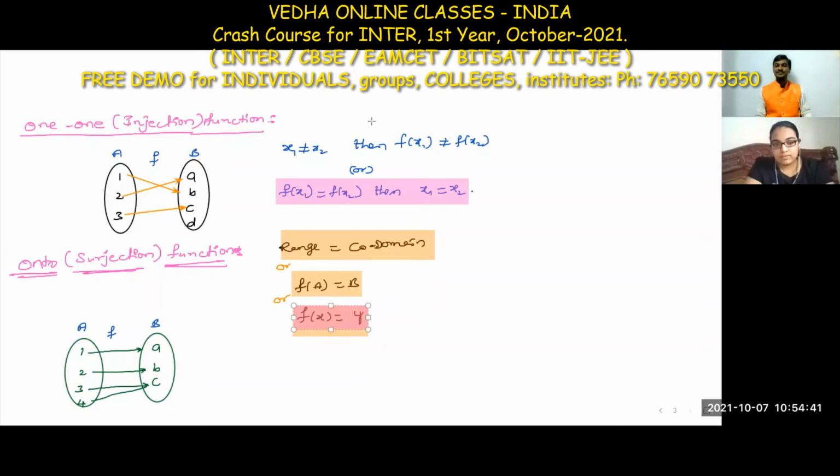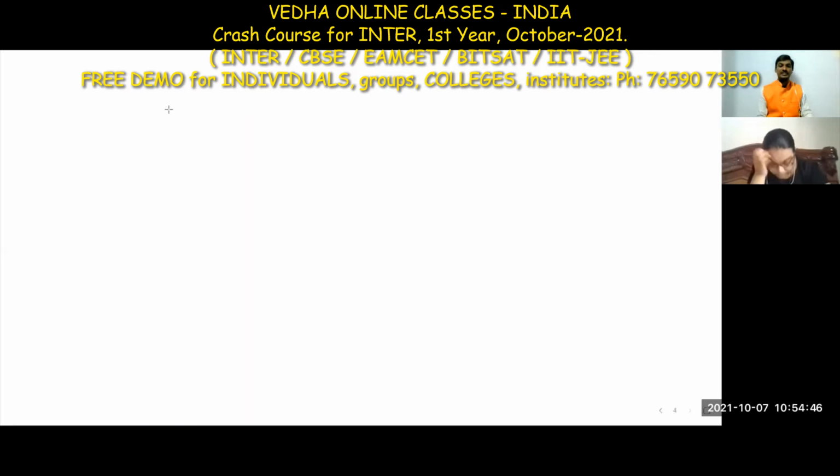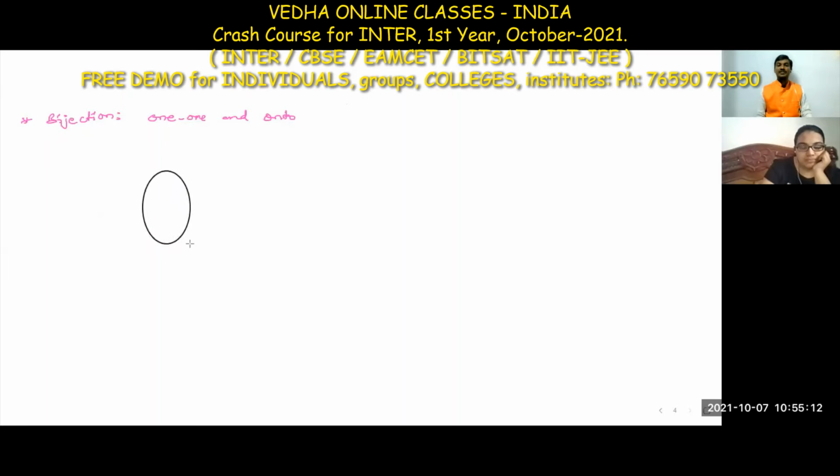Understood? Yes. Now, bijective function or bijection. What is a bijection? Both onto and one-one. If a function is one-one and onto, then that function is called a bijective function or bijection.